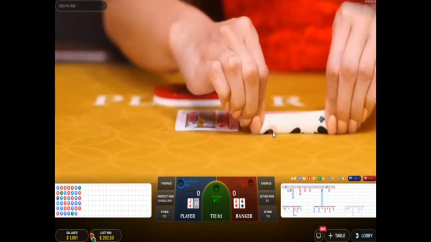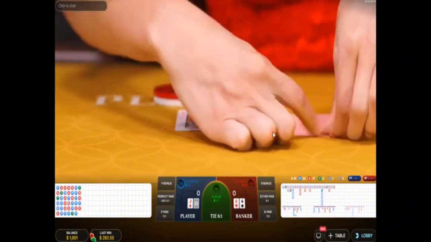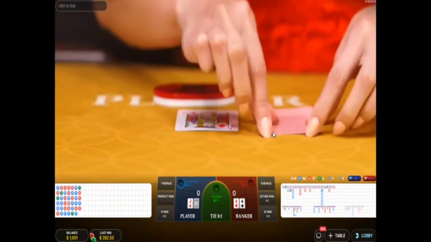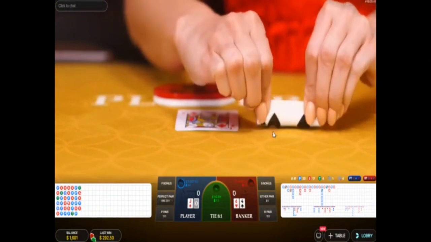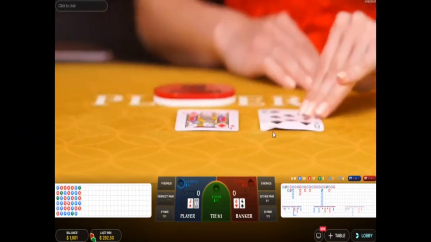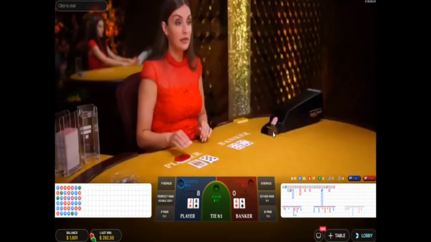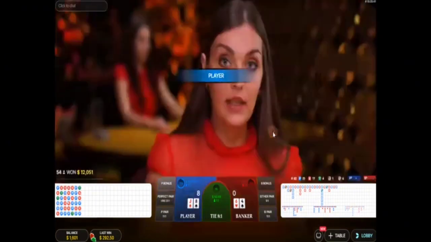I don't know. Some people really like the slowness of this game because it keeps them at the table longer, but I don't like it. I'm very much an RNG type player. I like fast in, fast out. I like my money to come as quick as possible. So, okay, the player won.